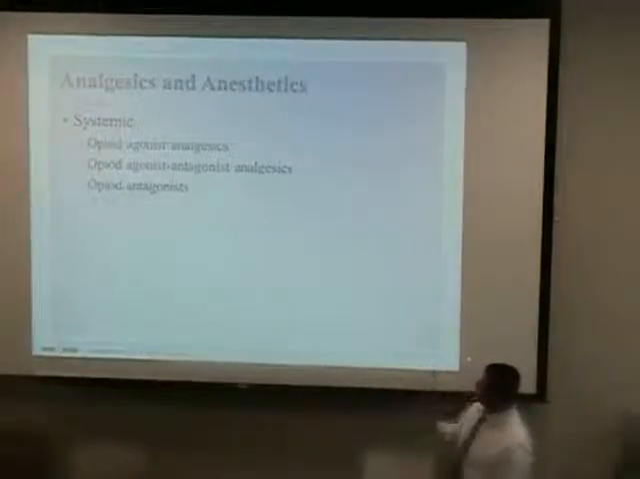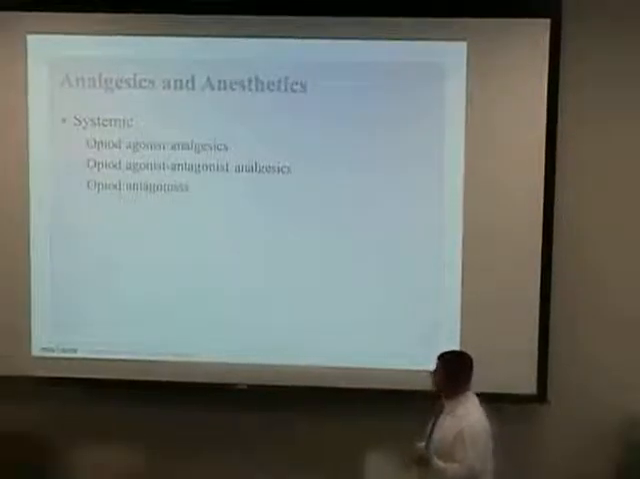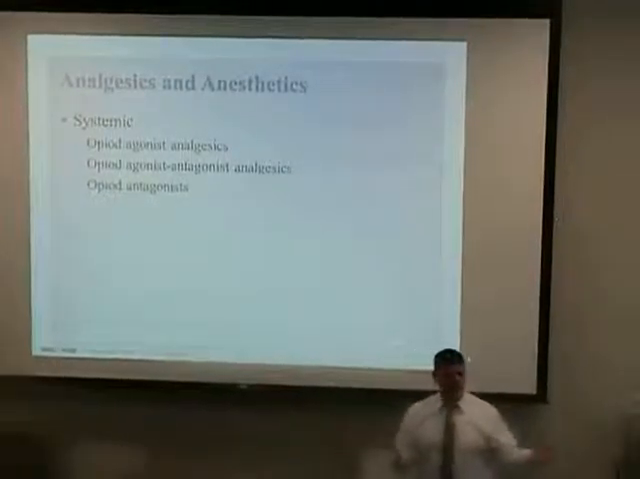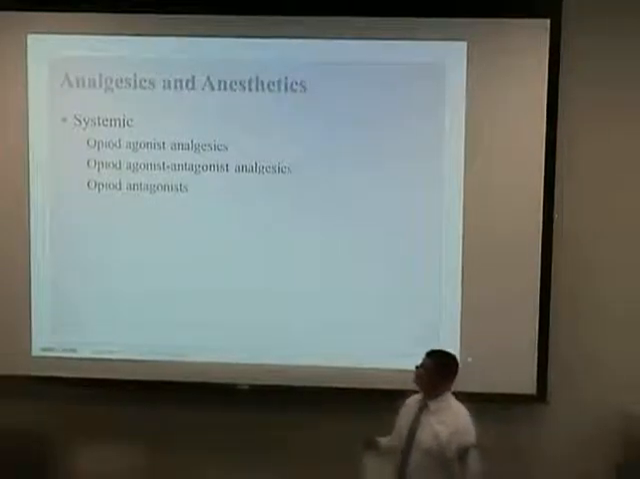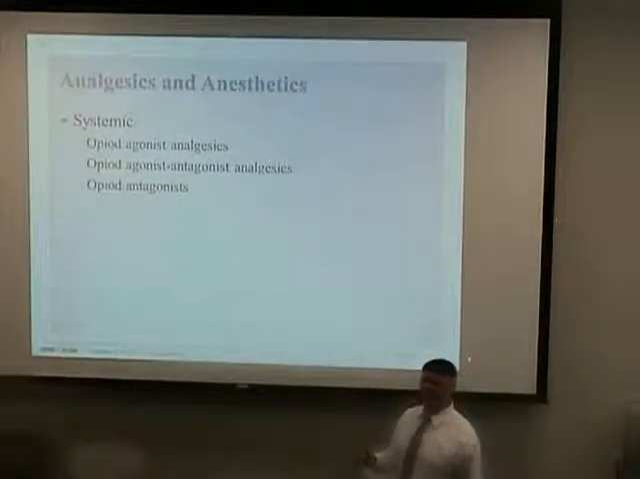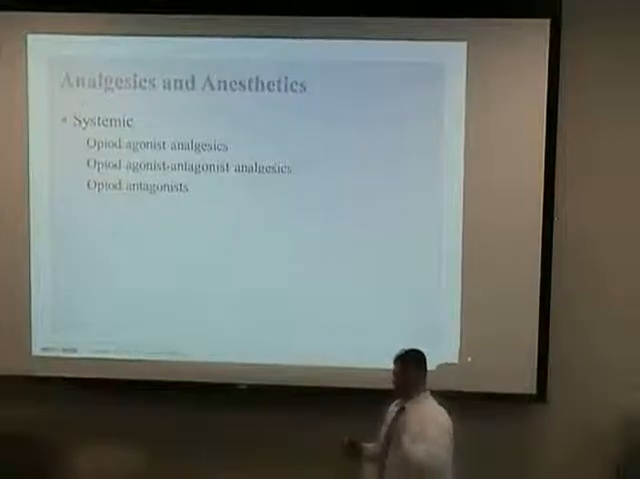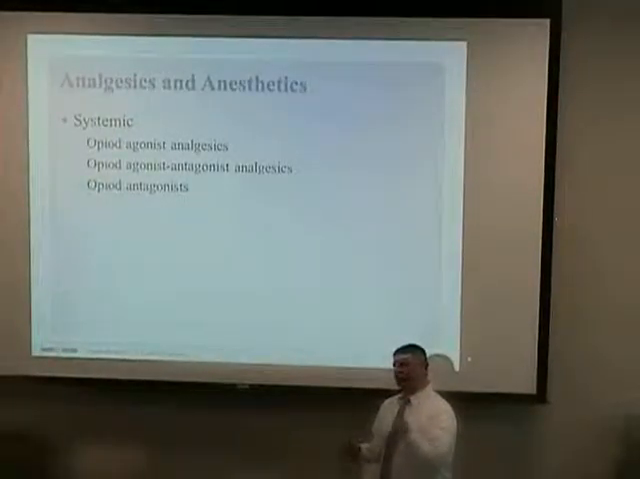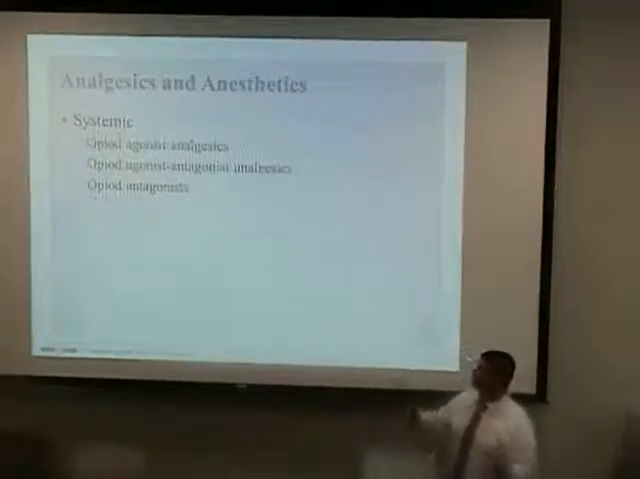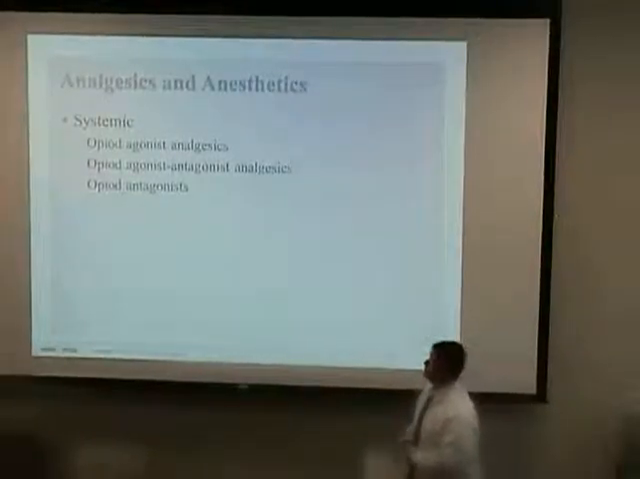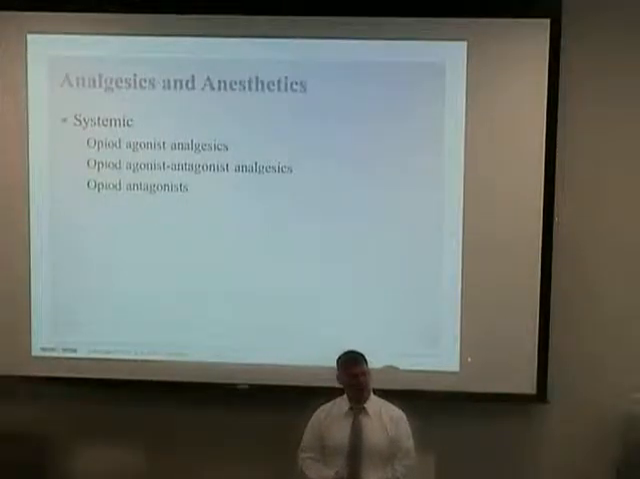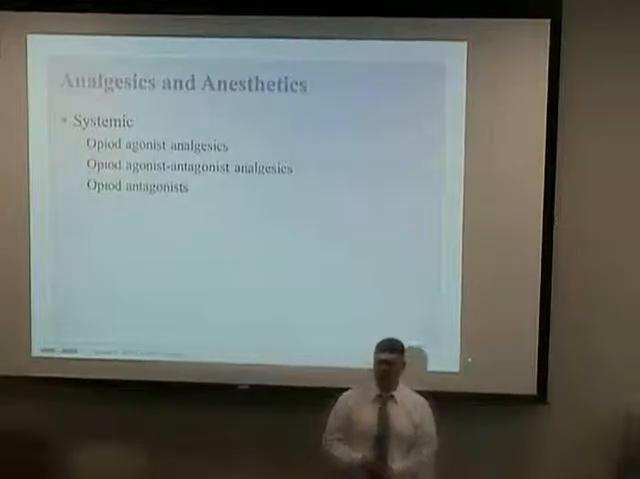So there are opioid agonist analgesics, and that's morphine, Demerol. And also included are your Percocets, your Darvocets, that sort of stuff. And then there are your agonist-antagonist analgesics, and that's Nubain, okay? Nubain is an amazing drug. It both stimulates and deadens the mu receptors, pretty darn cool.